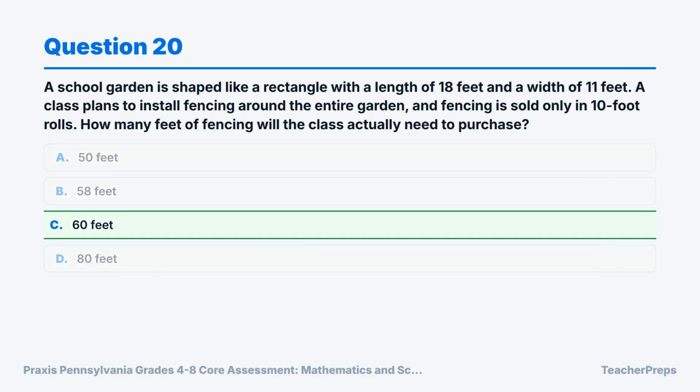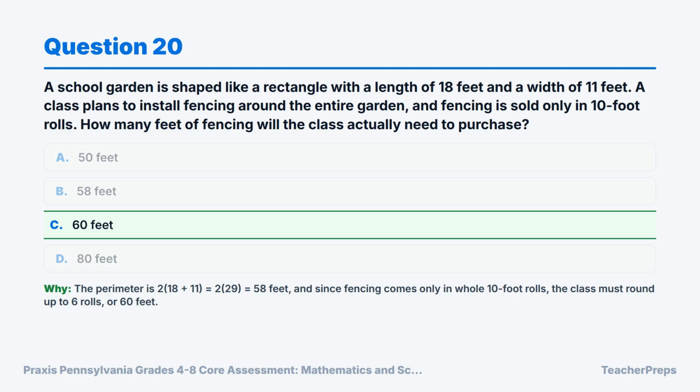The correct answer is C, 60 feet. The perimeter is 2(18 plus 11), equals 2(29), equals 58 feet, and since fencing comes only in whole 10-foot rolls, the class must round up to 6 rolls, or 60 feet.